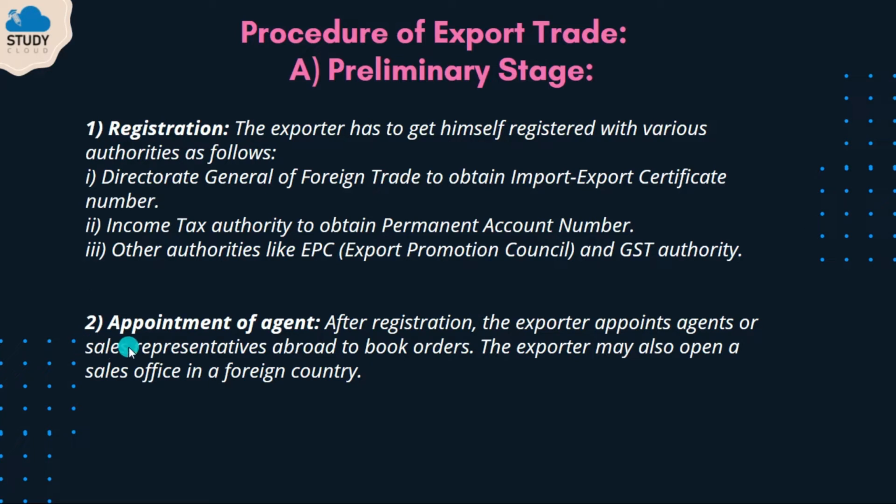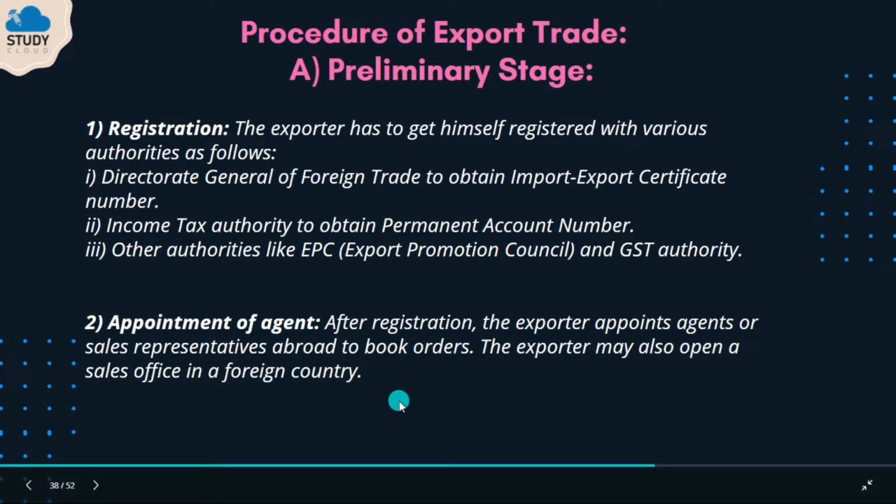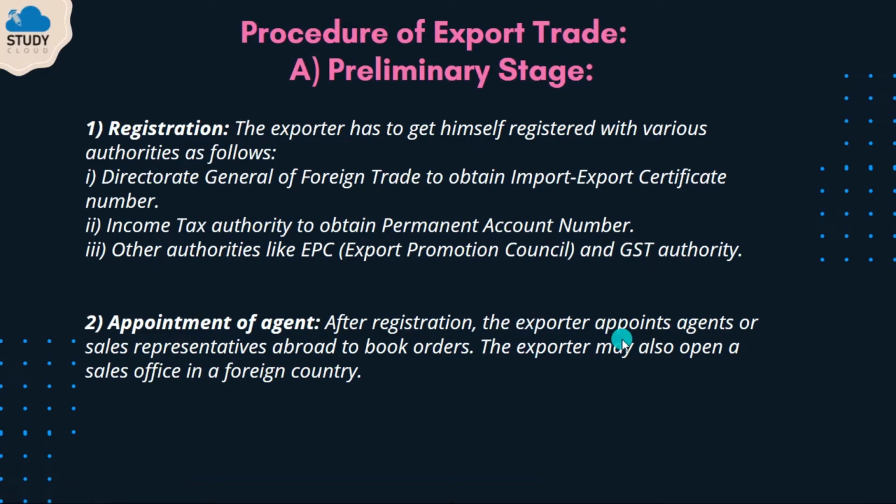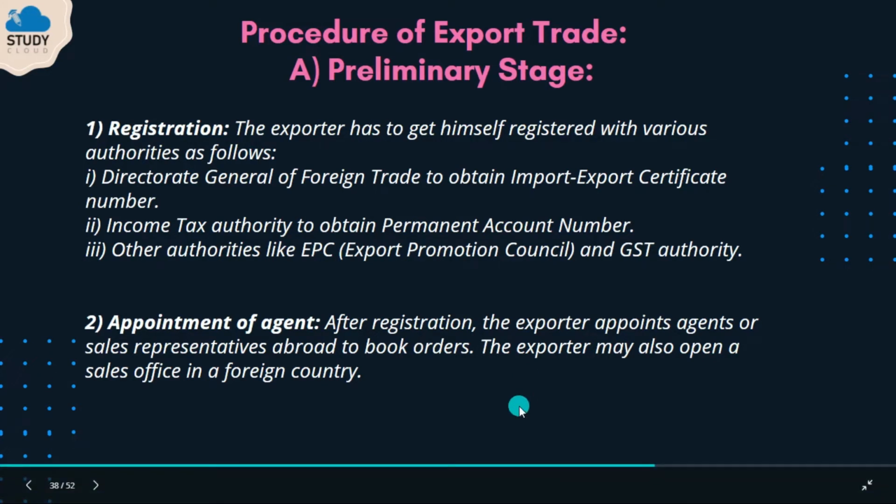Then second is appointment of agents. After registration, the exporter appoints agents or sales representatives abroad to book orders. The exporter may also open a sales office in a foreign country. So here the businessman, meaning the exporter, will require an agent who will book the orders on his company's behalf abroad.